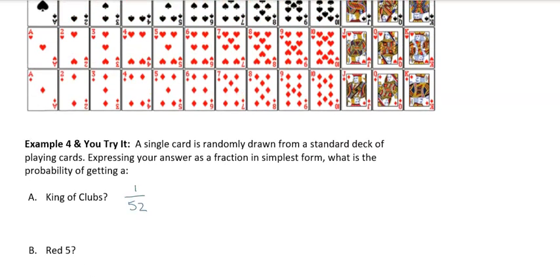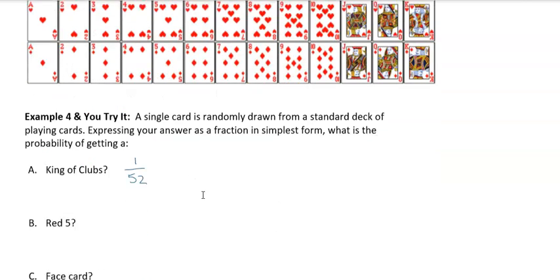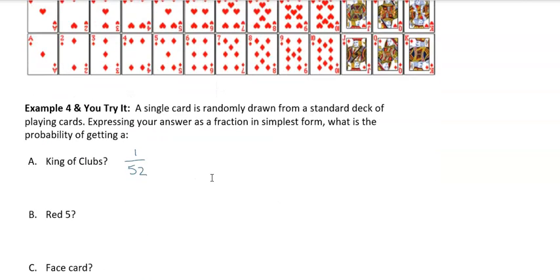So I'll actually go back up here so I can talk about this. How many red 5s are there? Well, there's only 2. There's the hearts and there's the diamonds. So there's 2 red 5s. So 2 out of 52 choices. Okay, so that can be reduced to 1 out of 26, or a 1 to 26 chance.